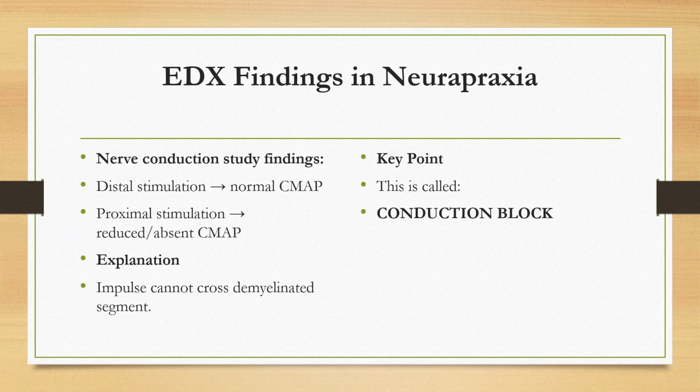Electrodiagnostic findings of neuropraxia. Nerve conduction study findings are that distal stimulation will show a normal CMAP, whereas proximal stimulation will show a reduced or absent CMAP. The impulse cannot cross the demyelinated segment. The key point to note is the presence of a conduction block.